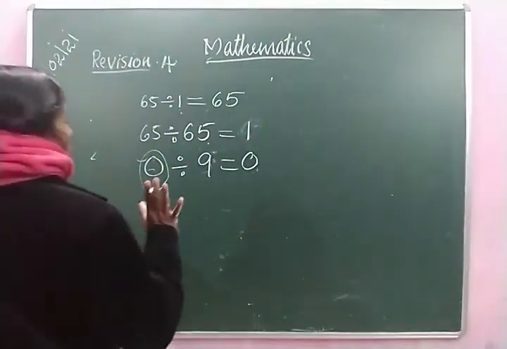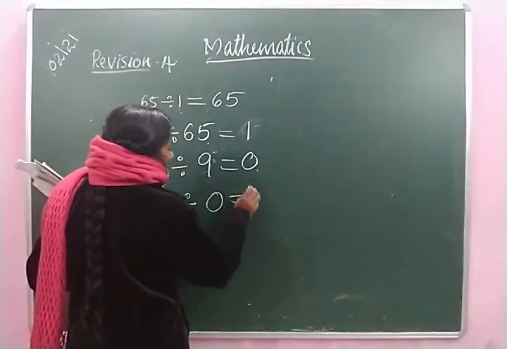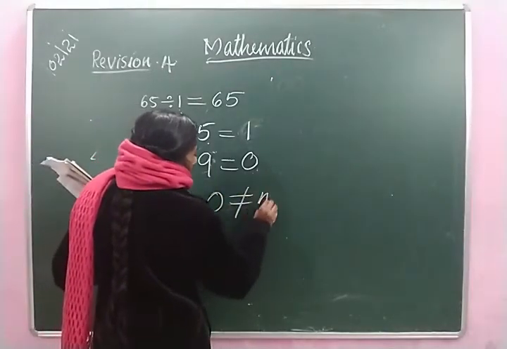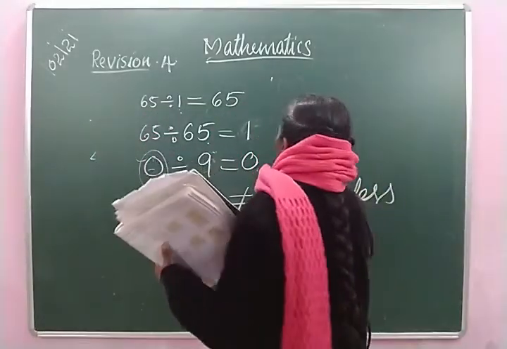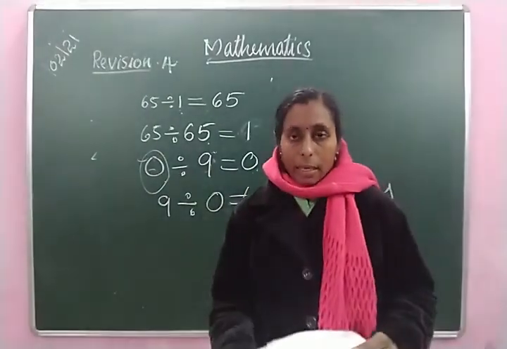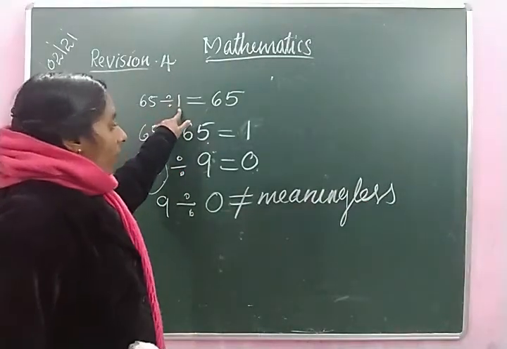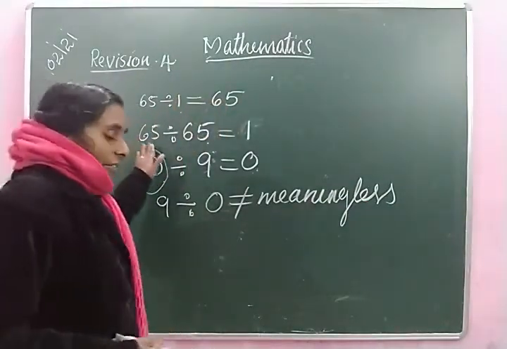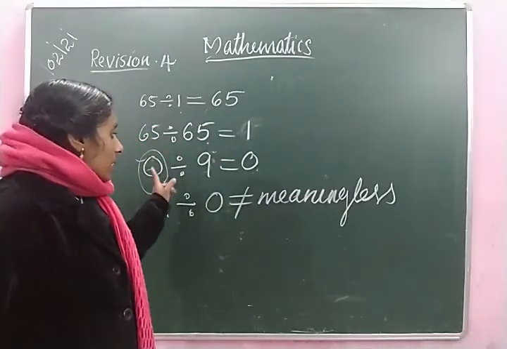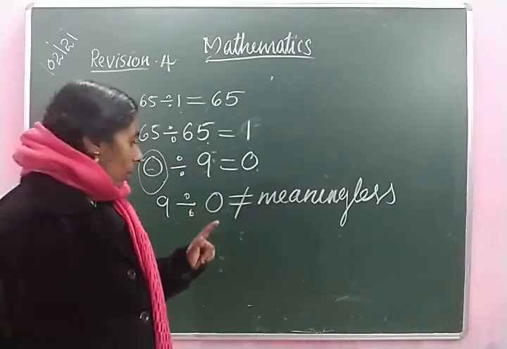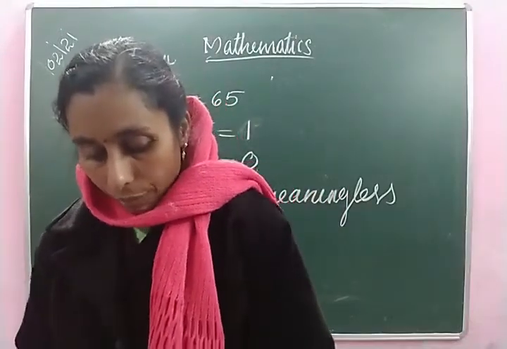Then division by 0 is meaningless. Here, 9 divided by 0 is equal to, no, it is meaningless. Division by 0 is meaningless. Okay, these are the properties of division. First, when we divide a number by 1, we get the number itself. Whenever we divide a number by itself, we get 1. When 0 is divided by any number, we get 0. Division by 0 is meaningless. These are the properties of division.